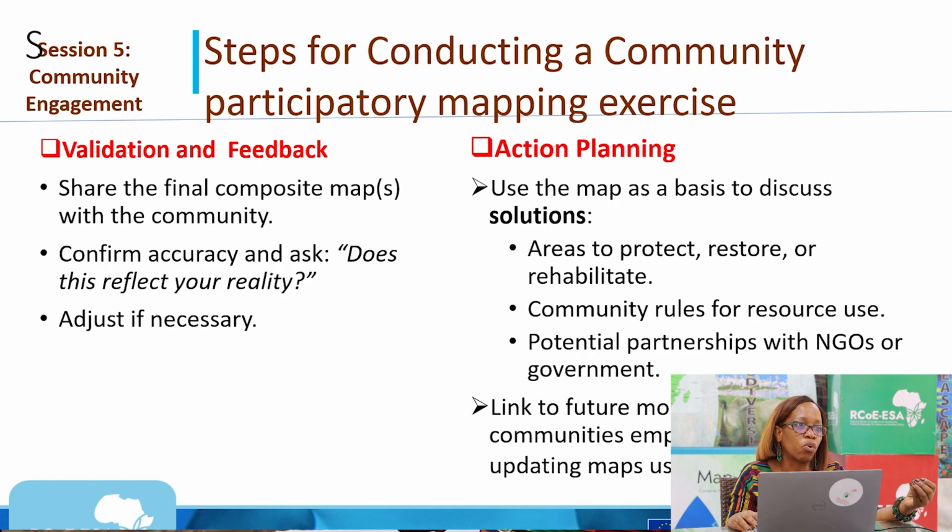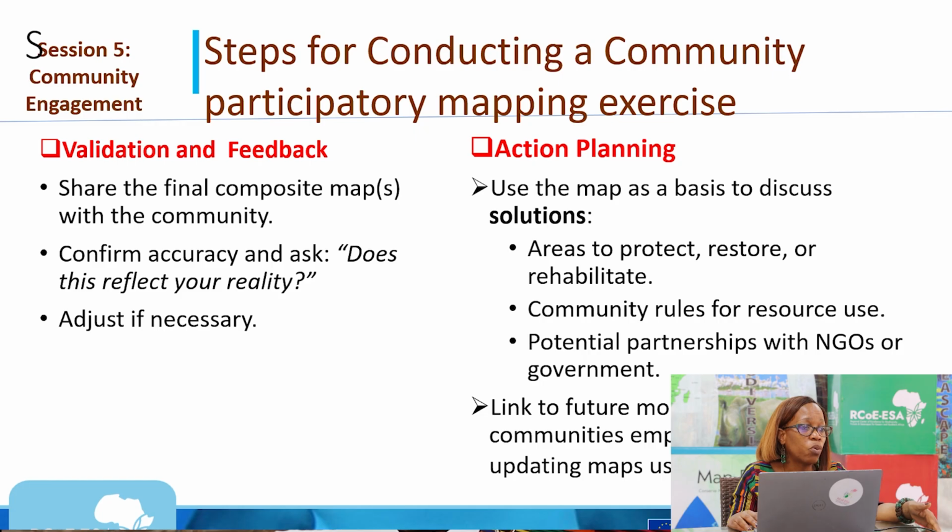Then it should not also stop there. It's not just about getting a map, but you should have some kind of action planning. So use the map as a basis to discuss solutions, because it's not just a map. The map should be able to sort out an issue. So areas to protect, restore, rehabilitate. Ask them, what's the way forward? Can we come up with community rules for resource use? Do we have potential partners with, for example, NGOs or government who can help us in protecting these areas?